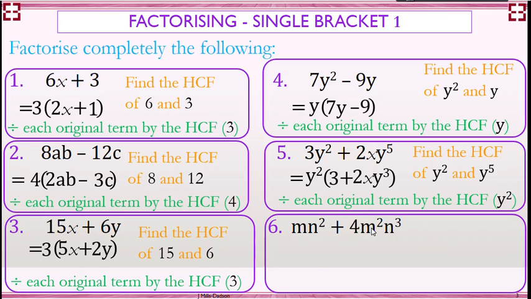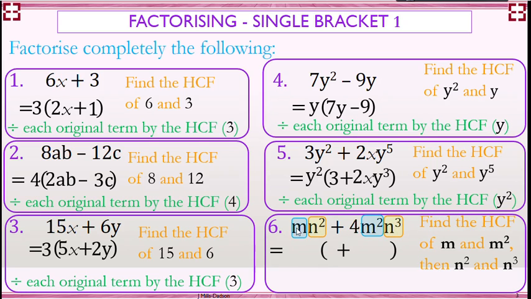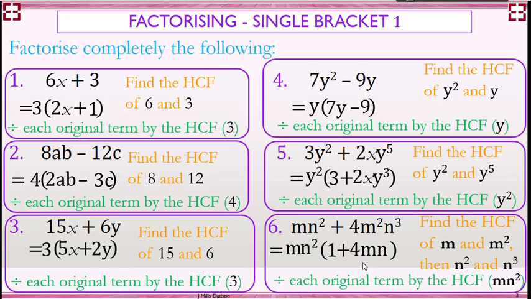The last one. M to the power 1 and m squared, the smallest is m. N squared and n cubed, the smallest power is n squared. So your highest common factor will be m for the m and m squared, and n squared and n cubed will be n squared. So you divide each by the highest common factor mn squared. Mn squared divided by itself is 1 for mn. So remember, there were 2 m here, so 1 outside, so that's the 1 in. 3 of it, 2 outside, that's the 1 in.